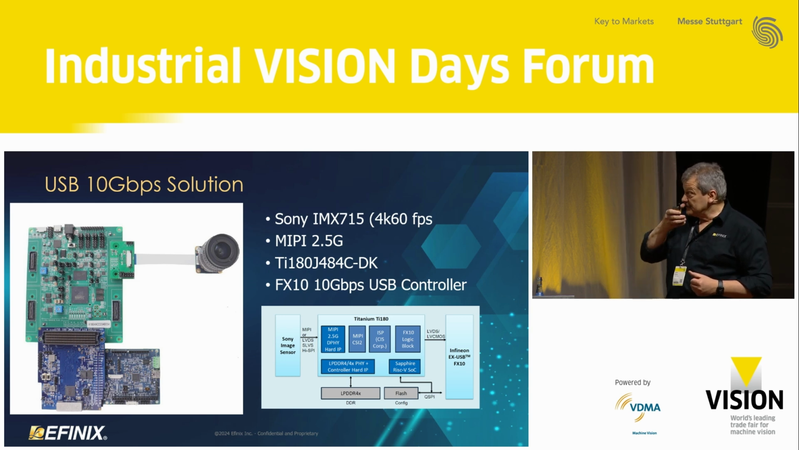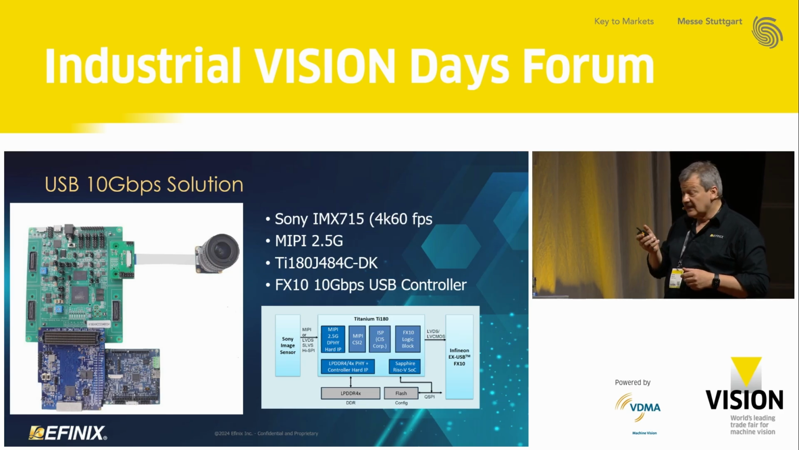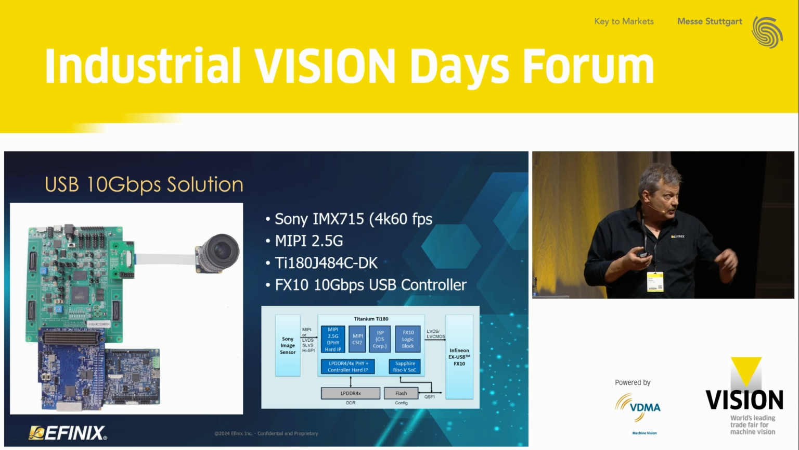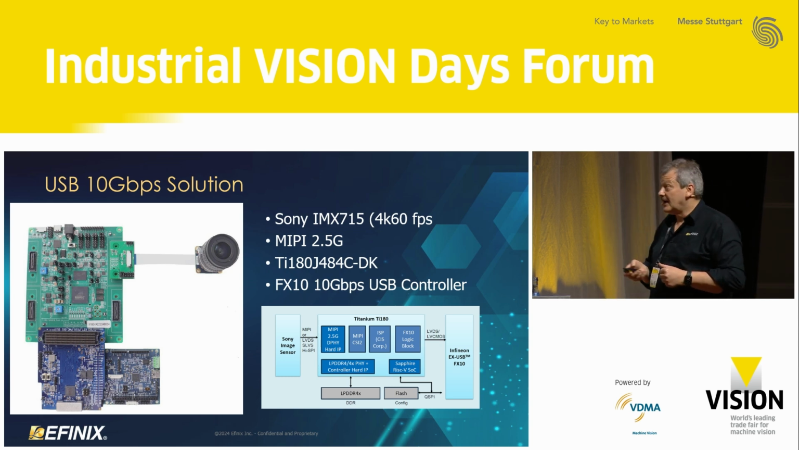Here's an example which we are showing at our booth: our TI 180 connected to a MIPI camera with 4 times 2.5 gigabit per second and then connecting via USB 3 10 gigabit to the PC and then showing the picture on the monitor. And if you would like to see the first industrial camera which is handling this, you can go to IDS Imaging. They already have an industrial camera where they are using our Titanium in combination with the FX10.